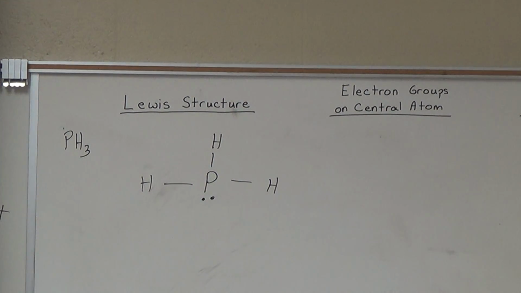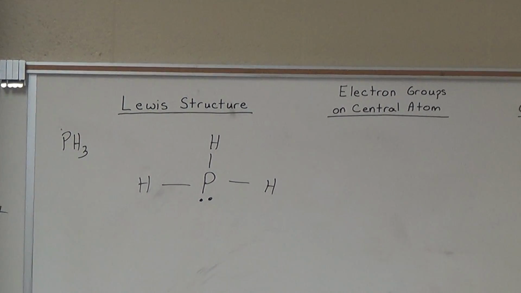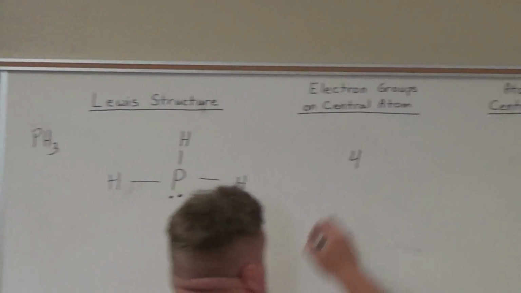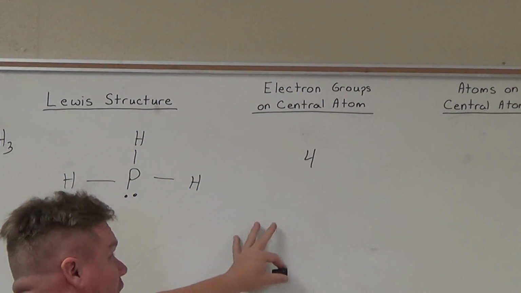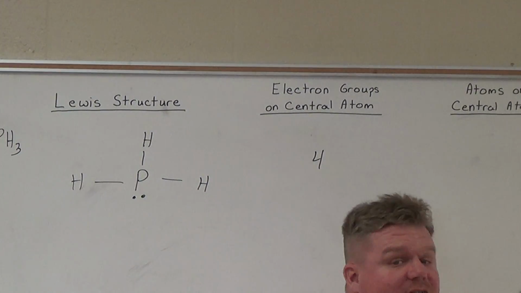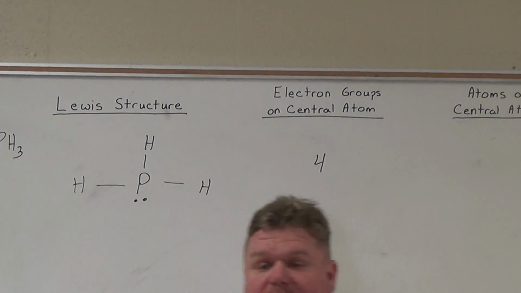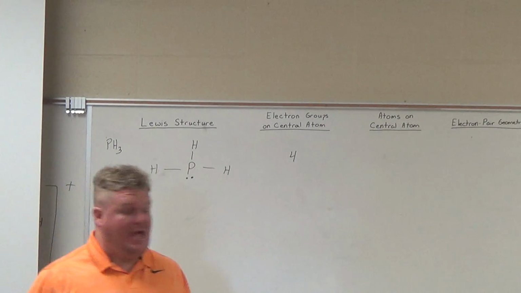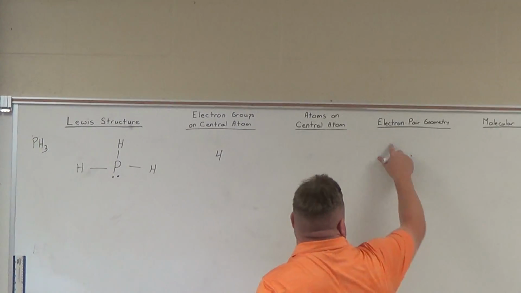Does everything have an octet? Yes, it does. So we're good there. All right. How many groups of electrons are on the central atom? 4. I have 3 bonds and 1 lone pair. That's 4 groups of electrons. Right now, I don't even need to know the next part. I could go ahead and write down the electron pair geometry. What is it going to be? Tetrahedral, because there's 4 groups of electrons. They will arrange themselves in the same way.